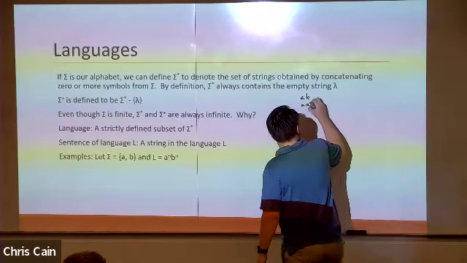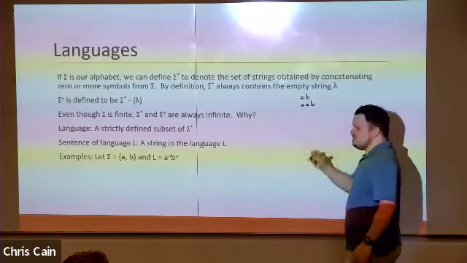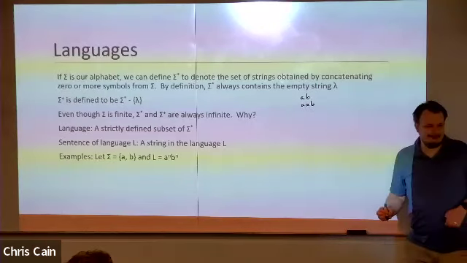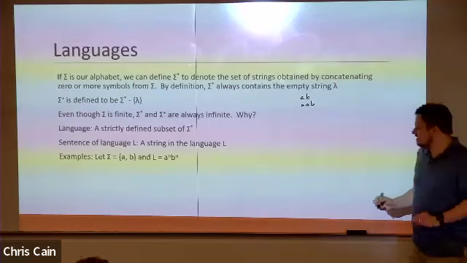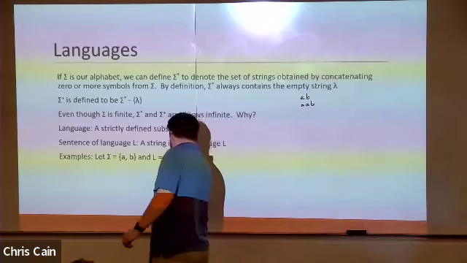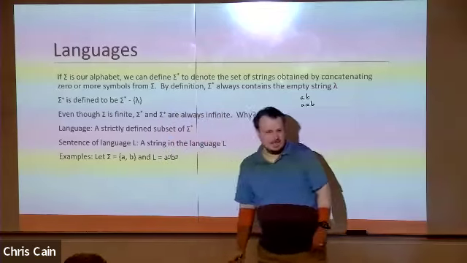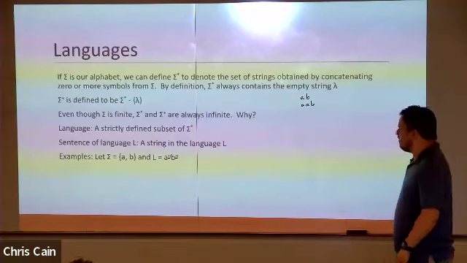AABB would be in it. This is a great example. AAB is not in this language. Why? I'm worried about having both characters the same amount. Yes, this n needs to be consistent. So we need to define a value for n.